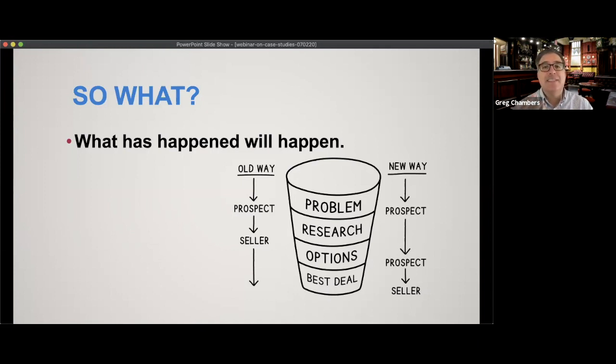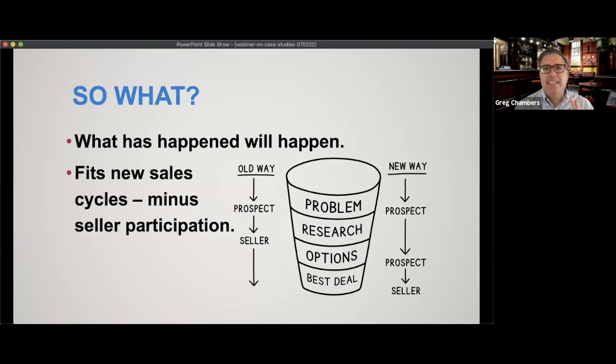The new way is the prospect thinks, I can research my problem, I can find my own options, and then I don't actually have to talk to anybody till the very end of the process. And even then, I may not want to talk to anybody. So with that, case studies have become a great tool in the new way of how people buy and where our sellers fit in, because it fits sales cycles without our sellers participating, right?